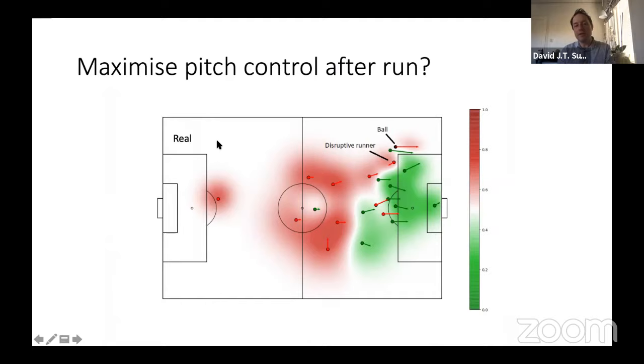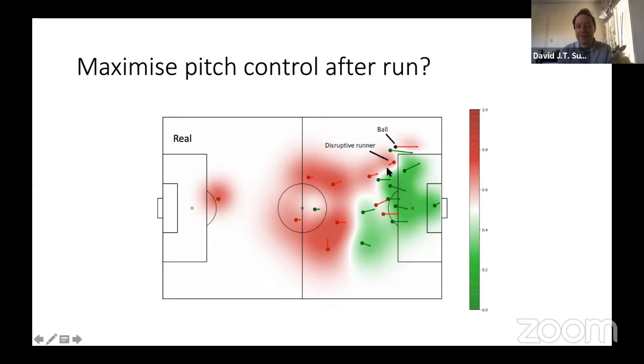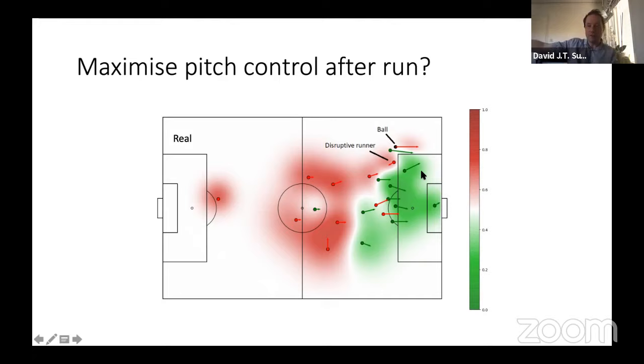this is the real pitch control that he has, and this is the optimal pitch control that he has. Although these plots seem to move in position, you actually see that the optimal pitch control, thinking 1 second into the future, is very, very close to the real pitch control. So by running first, creating the space, and then stopping, you first maximize pass probability, and then afterwards, in the stopping movement, you maximize pitch control.